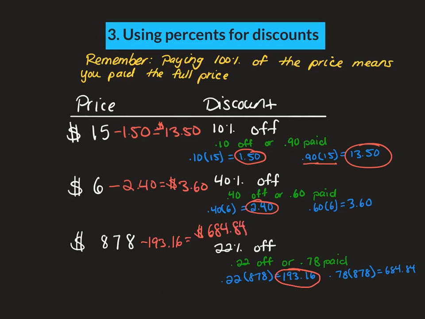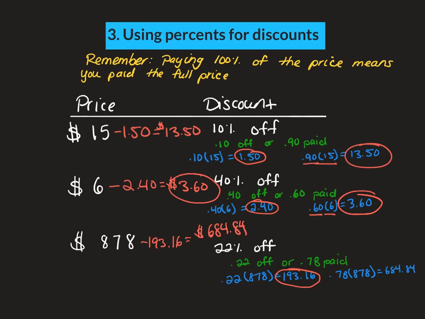Now let's check those against when we found the percentage paid and multiplied. In our second example, if we got 40% off, that means we'd pay 60% of the purchase price. If we multiply that by the purchase price of $6, we yield a final price of $3.60. That's the same thing we found using our other option.